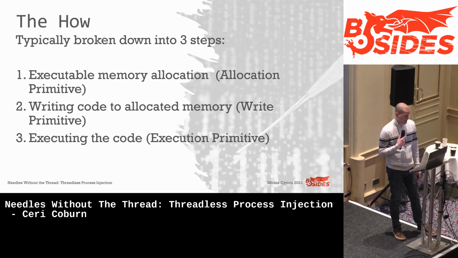So how is it done? It's typically broken into 3 steps. You have the executable memory allocation, or the allocation primitive. This is the piece where, from a malicious process, you allocate memory in the foreign process so that you can write your malicious code. Then we move on to the second primitive, and that's the writing of the actual code. And then the all-important third primitive is the execution of the code itself.